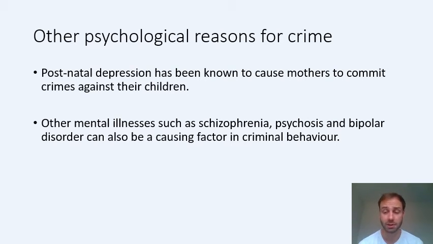Okay, and a lot of the time, in cases such as these, the court will rule what's called diminished responsibility. So that means that the woman who committed a crime against her own child cannot be held fully responsible for that crime, because she was in a psychological state of mind which meant that she was out of control, out of her normal self. Okay, and that's what diminished responsibility means.